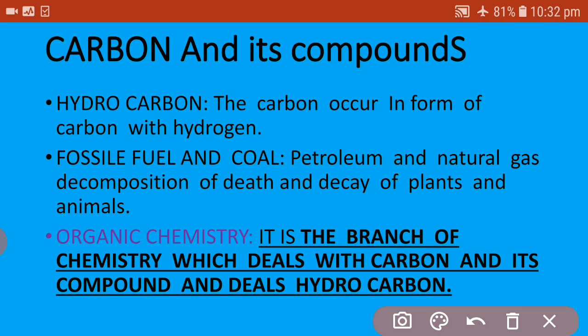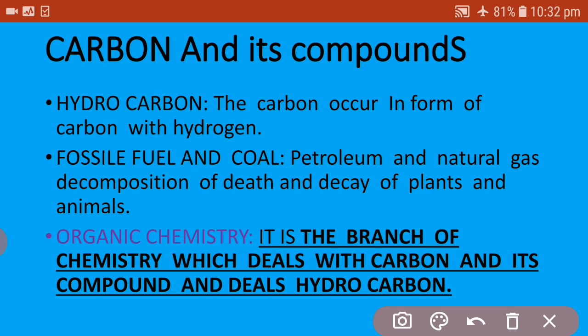Carbon is also bonded with hydrogen and they are called hydrocarbons. Carbon is also present in the form of petroleum and natural gases. They are formed by the decomposition of dead and decayed plants and animals.